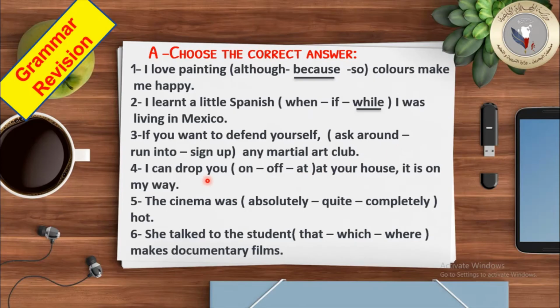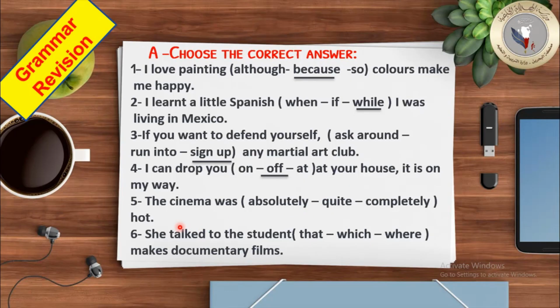Yes. So when you sign, yes, of course, sign up. Of course, well done. Sign up when you enroll your name for a group, maybe for a course, maybe a club, a school. Sign up to register your name into an organization or a club or any activity, or any community. So number 4, can I drop you off at your house? It's on my way. Of course, it would be what? Off. Well done.